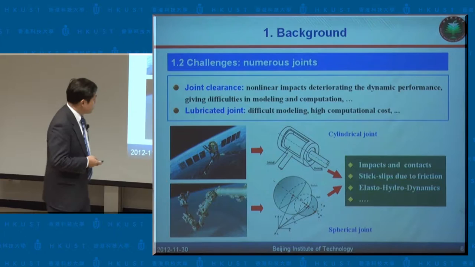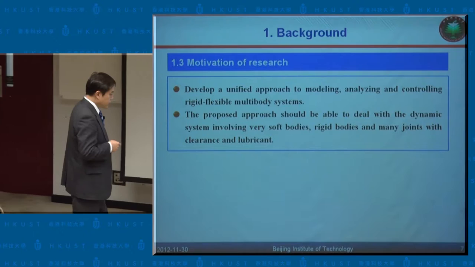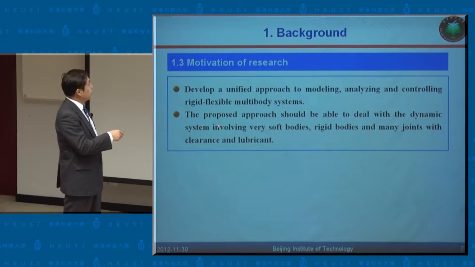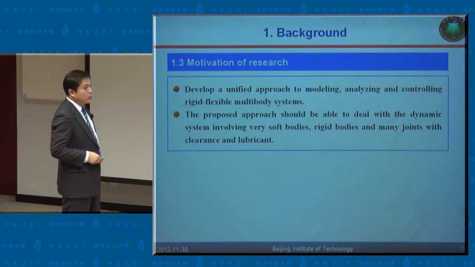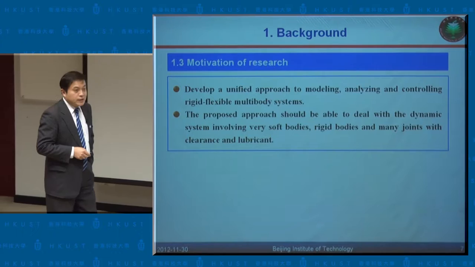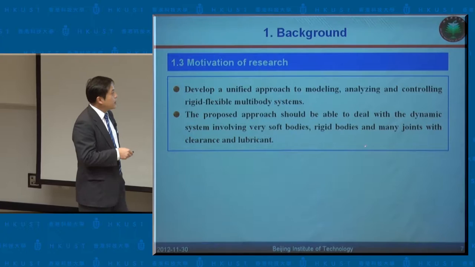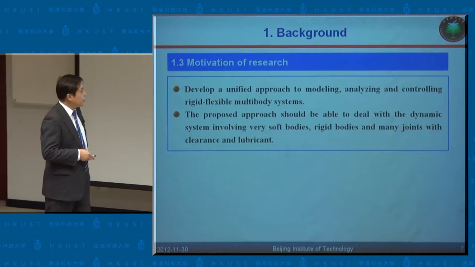Okay, the motivation of this research is to develop a unified approach to modeling, analyzing, and controlling both rigid and flexible parts which are composed into a whole system. The proposed approach should be able to deal with the dynamics and control problems involving very soft bodies, rigid bodies, and many joints with clearance and/or without lubricants.